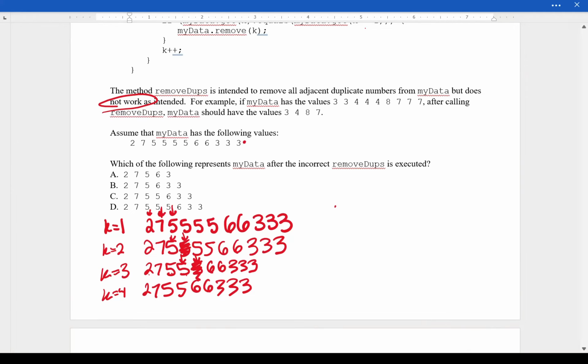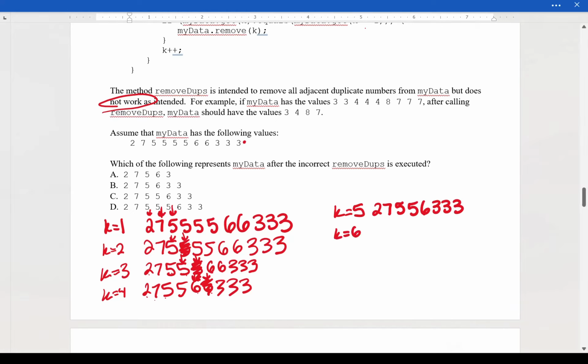Now I'm going to be looking at K is 5. So 0, 1, 2, 3, 4, 5. I'm going to be looking at 5 and 4. So this guy and that guy. And they are the same. So I'm going to remove that guy. So I'm going to get 2, 7, 5, 5, 6, 3, 3, 3.